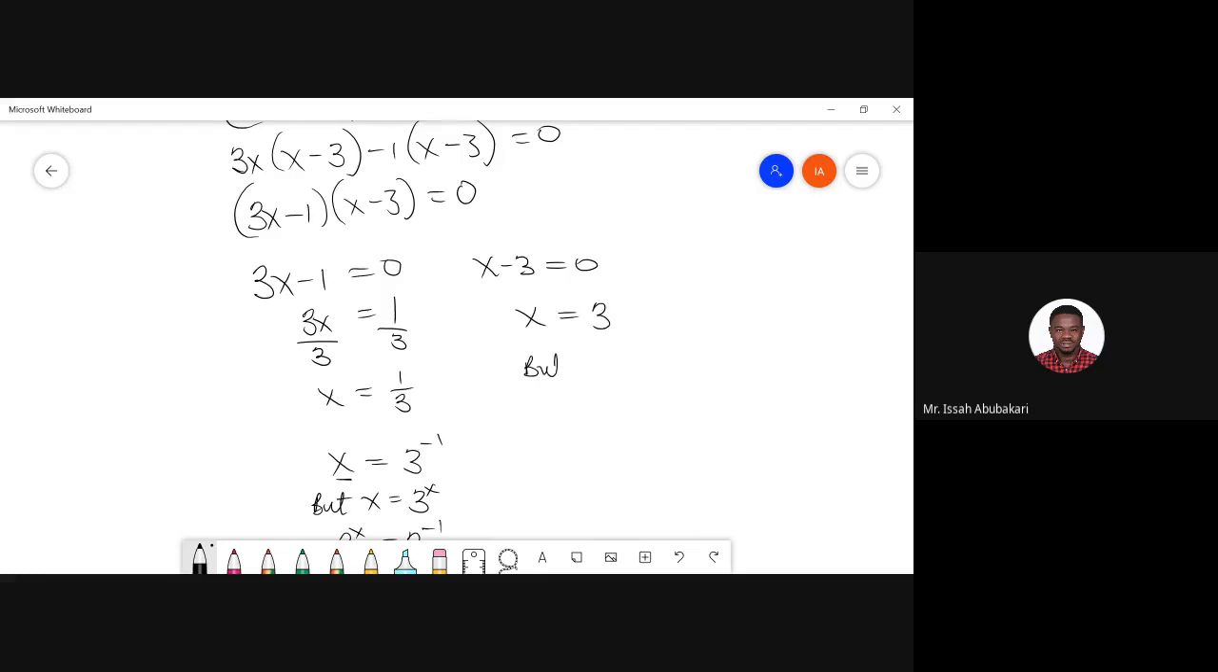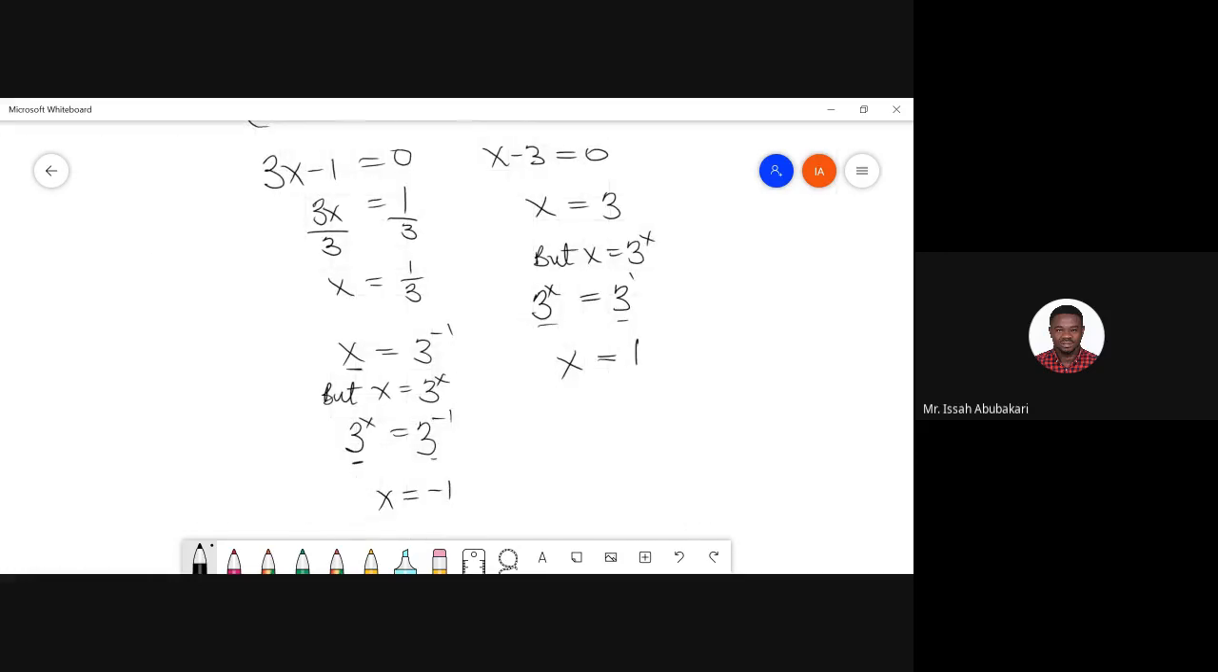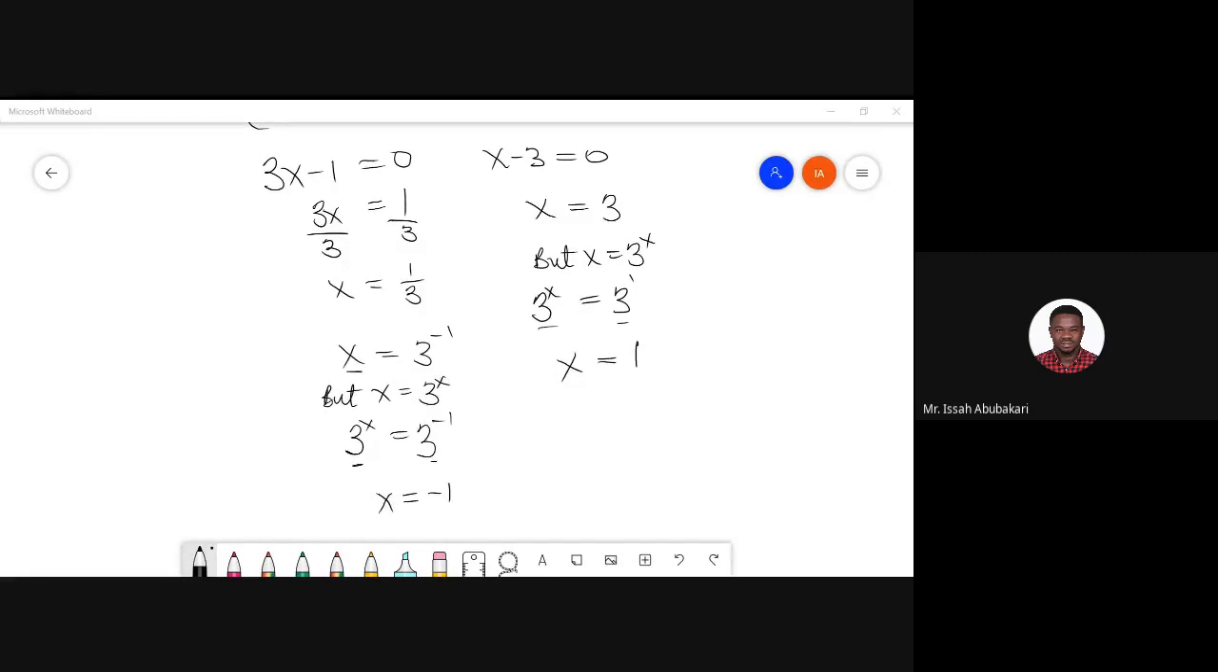But we know x to be equal to 3 exponent x. So our 3 exponent x is equal to 3. And we know this is the same as 3 exponent 1, because it will give us what? 3. And the same base, so we equate the exponent and you get 1. Therefore, the values of this exponential function is what? Minus 1 and positive 1. And that should be your values.